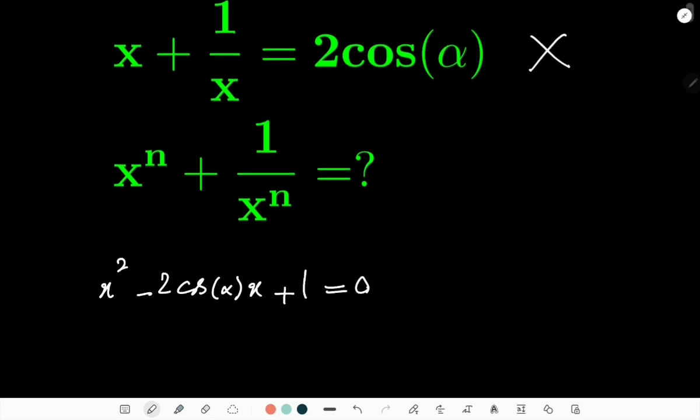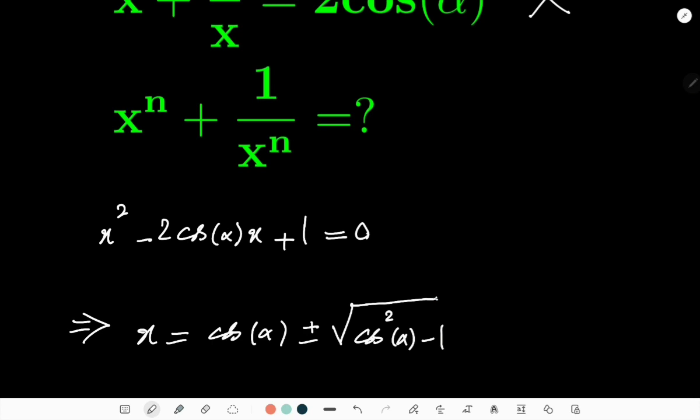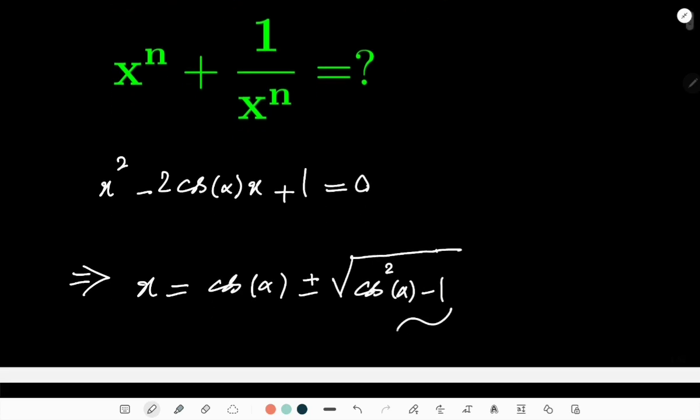And if I find the roots of this equation, then I get x equals cosine of alpha plus minus square root of, sorry, cosine squared of alpha minus 1. But we know from trigonometry that this is equal to minus sine squared of alpha. So the square root of sine squared of alpha is obviously sine of alpha. And the problem is with that minus.